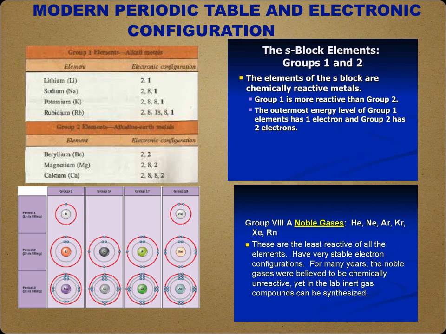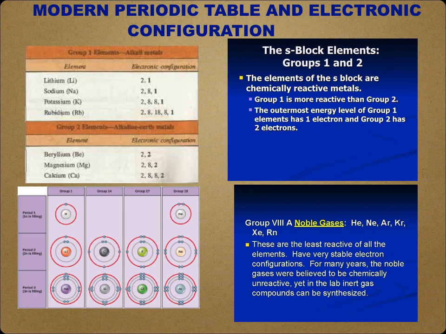So as we go down a group, the number of shells goes on increasing. And while going from left to right within a period, the atomic number increases by 1 at a time, and the number of valence electrons also increases by 1 at a time.